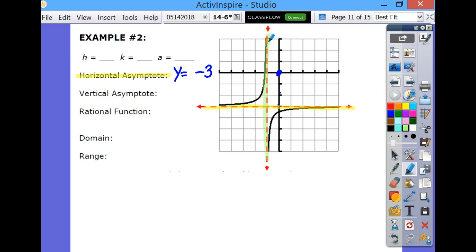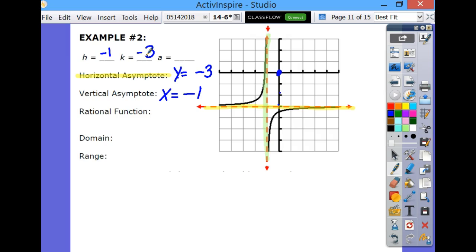This is the vertical asymptote. It is at negative 1. It crosses the x-axis at negative 1. You have to have the x equals as part of your answer. And the x goes with the h and the y goes with the k.